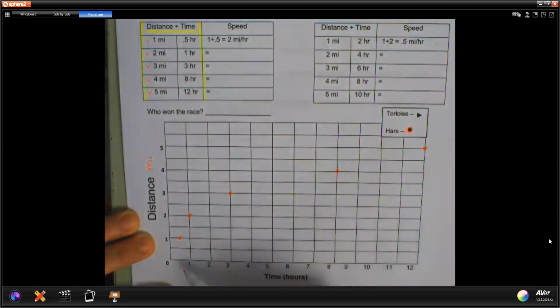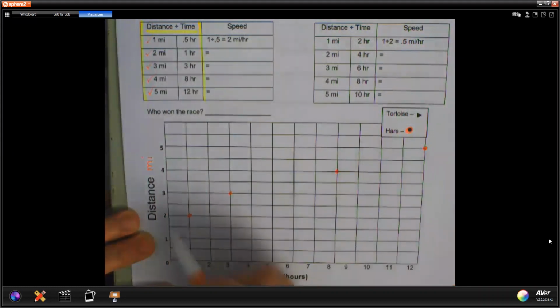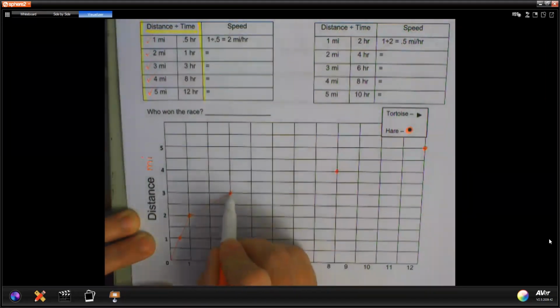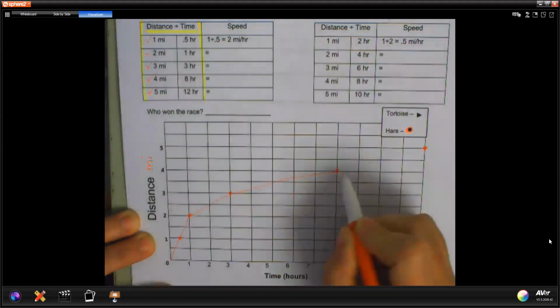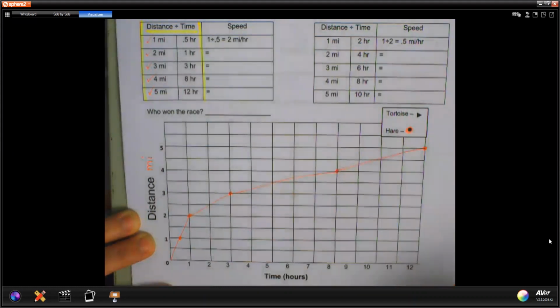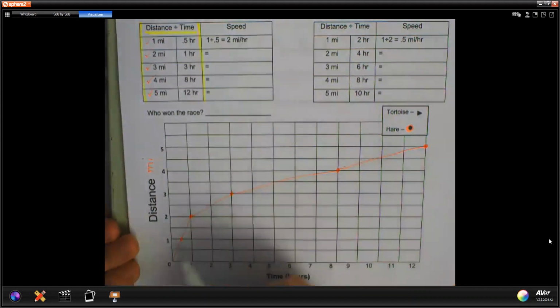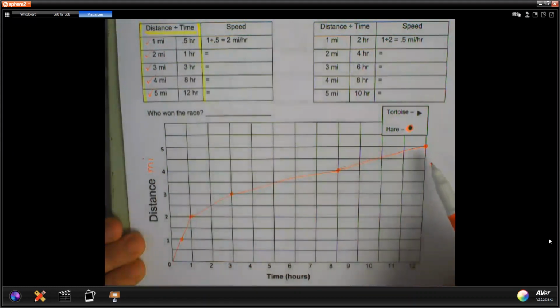At this point, I'm going to connect all the dots to make our line graph. And remember that when you're doing a graph, it always starts at the origin. So our line starts here, and I'm just going to connect these dots. Just like that. Okay, so we've got our line to show that the hare started off at this pace. We can see a curve, so we can see a change of motion.